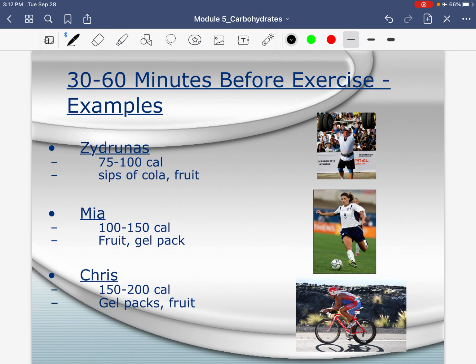Okay, I've given you some examples. Again, everyone's different. These are not high calorie values. So something else you can notice is little bits often.